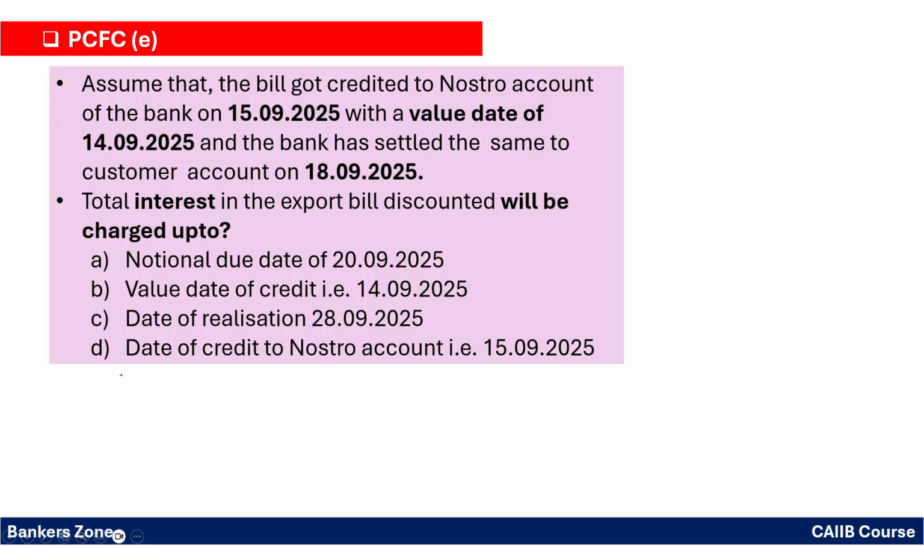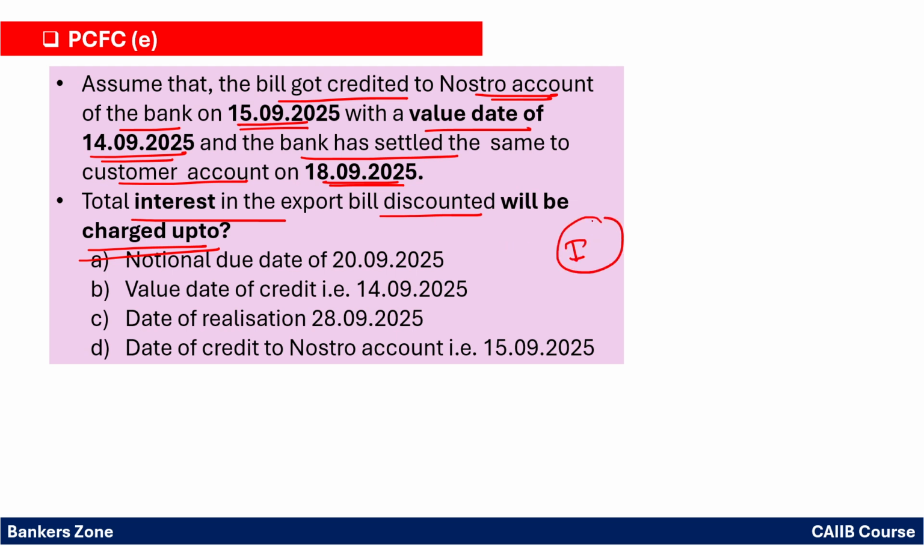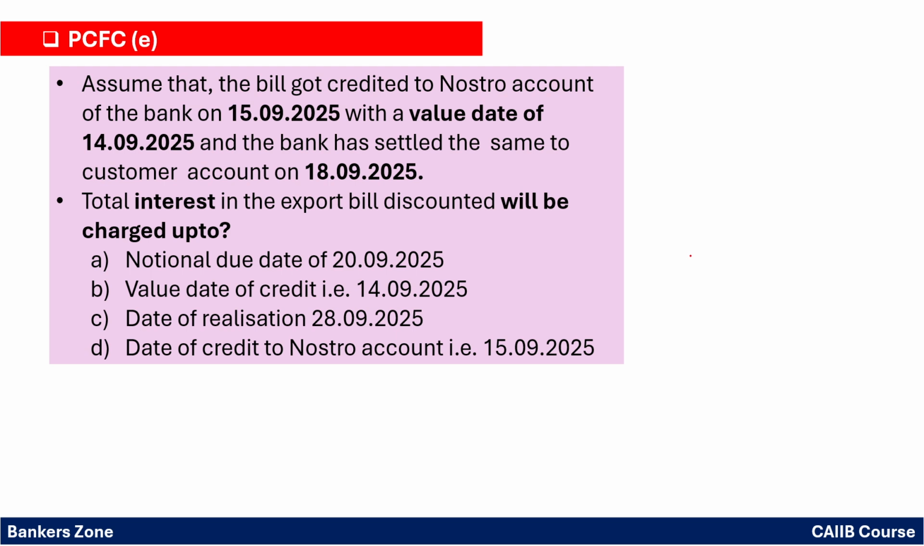See the solution. Now see the last question. Assume that the bill got credited in the nostro account of the bank on 15th of September. The value date is 14th of September. The bank has settled the same to the customer's account on 18th of September. The total interest on the export bill discounted will be charged up to? So see, different dates are involved here. The value date is different, the settlement date is different, and the nostro account credit date is different. So the question is asking up to what date the interest will be charged. This is very important from the exam point of view.